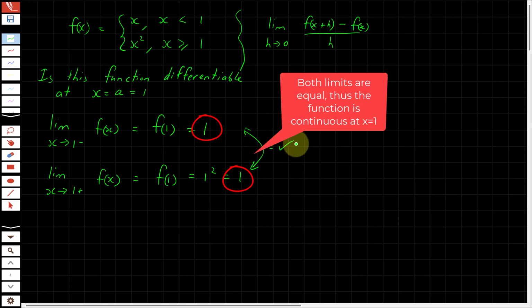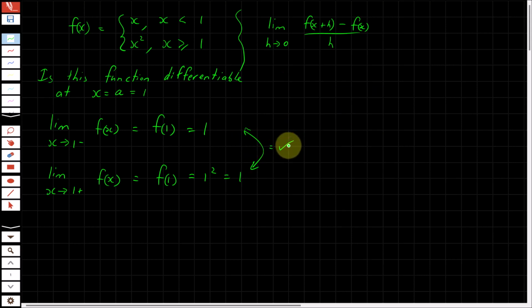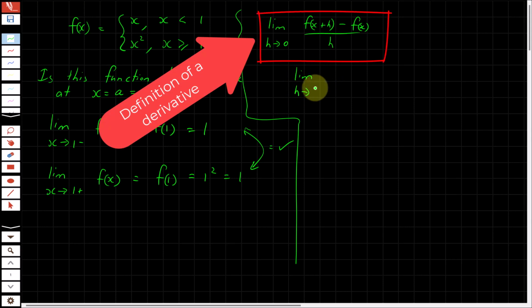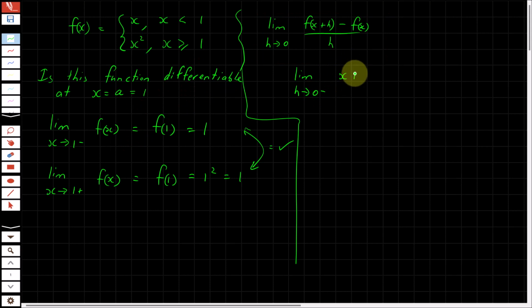We now need to check if the function is differentiable at x equals 1. Just because it is continuous doesn't mean it is differentiable. So we have to use the definition of the derivative, which is that limit. So let's substitute our function into the definition.